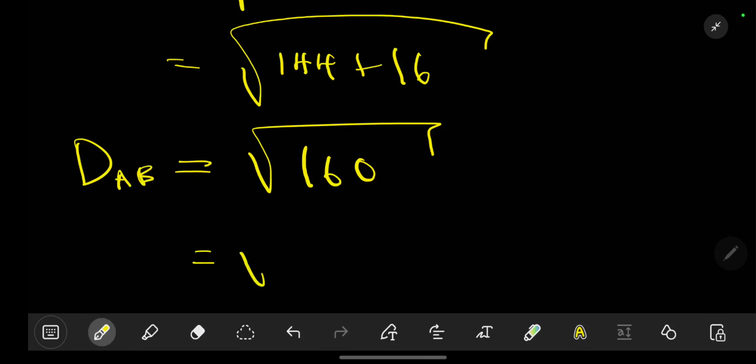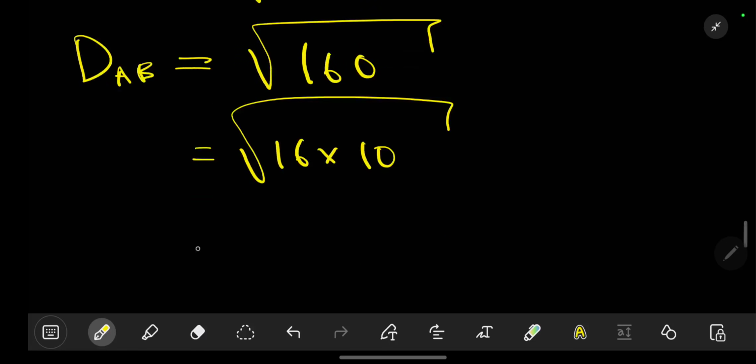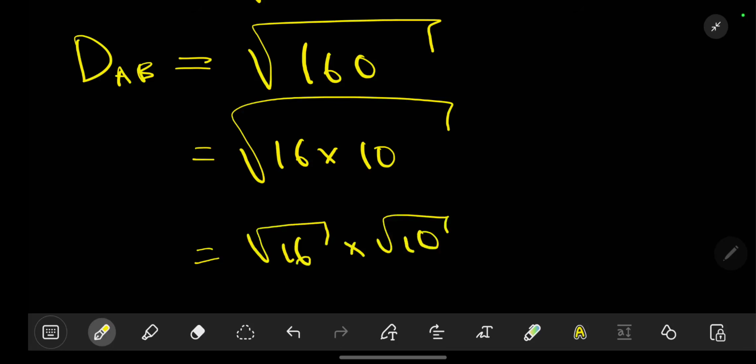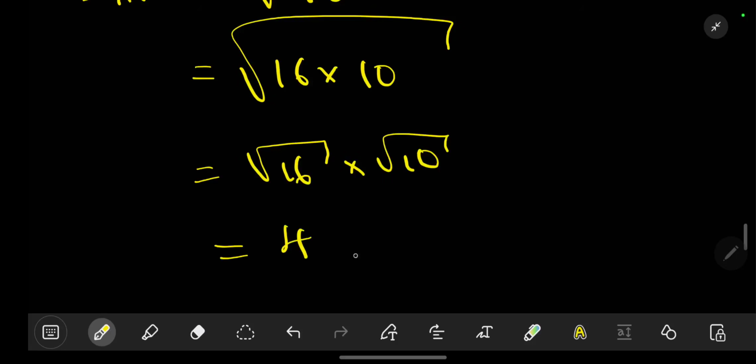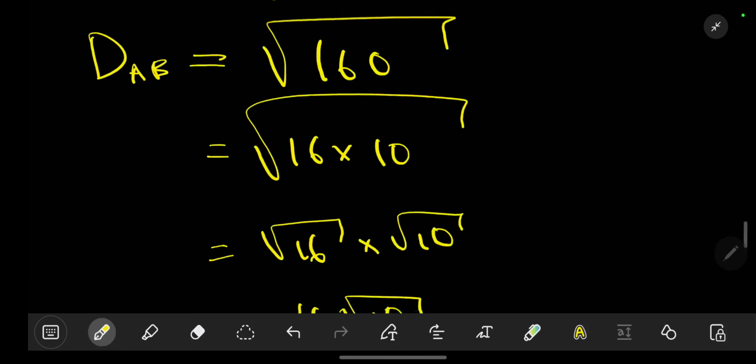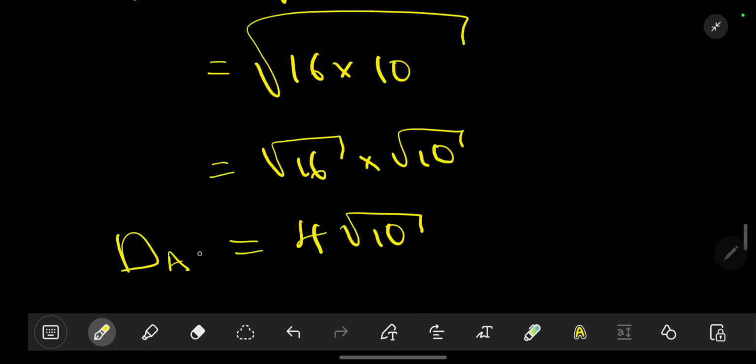So we are going to have the square root of 16 times 10. That's the same as 160. We just want a number that has got a square root, the highest number there, which is 16. Then we can split this by saying the square root of 16 times the square root of 10, which will be 4 square root of 10. We cannot evaluate it further, so we can have the diameter like that.